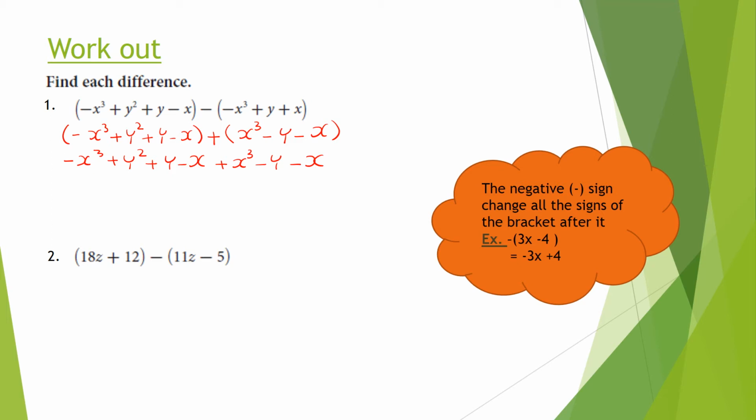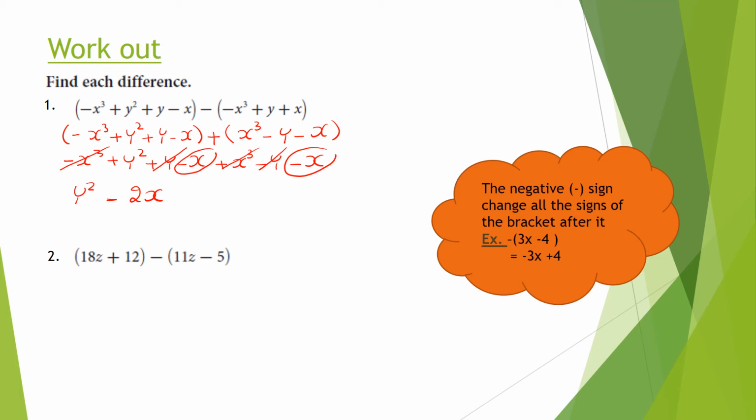Then I'm going to combine the like terms. I have here negative x cubed will be cancelled with x cubed, and I have y squared. I'll keep it as it is here. Y squared has nothing to be combined with. I have positive y and negative y cancelled, and I have negative x and negative x. They are going to be combined together. It's going to be negative 2x. You have to make sure that all the terms here are combined, or else written down as they are if they have nothing to be combined with.